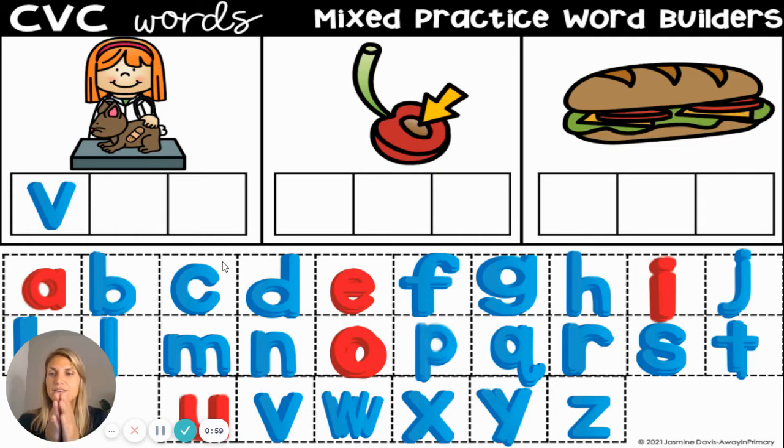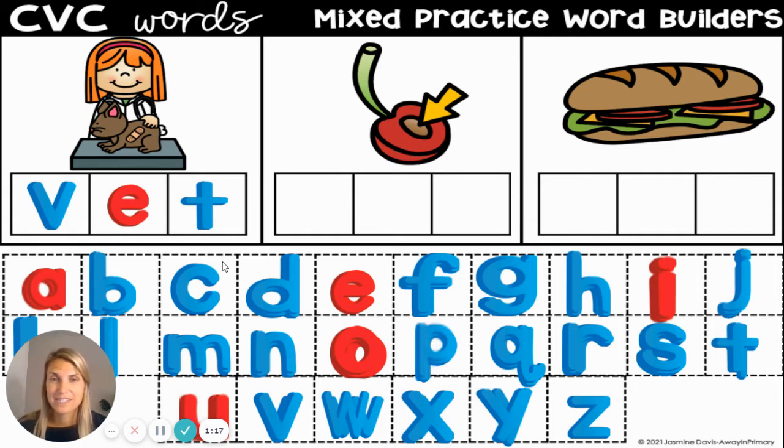All right, let's go again. What sound do you hear? E makes the E sound. Good job. And the last sound, letter T would go in that spot.